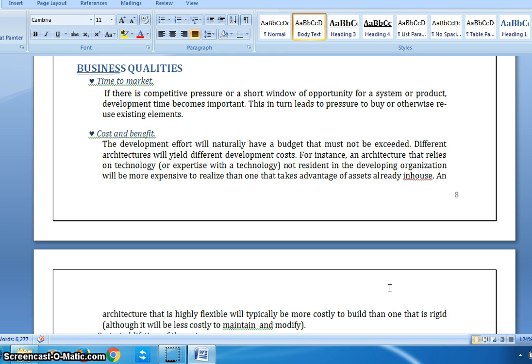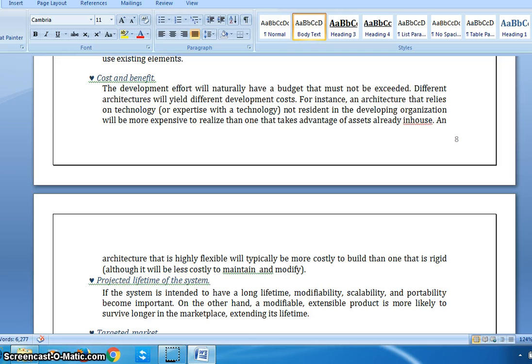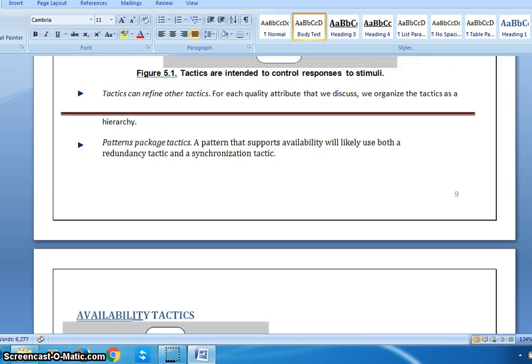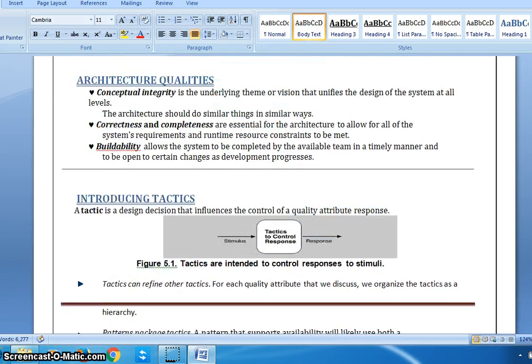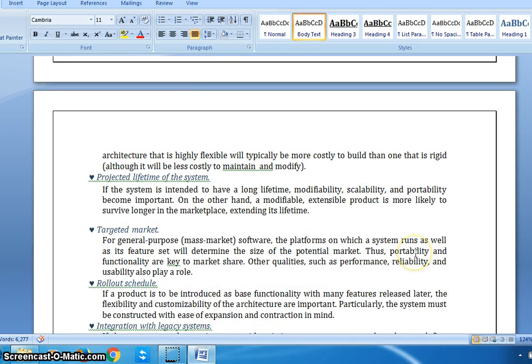Because when we are developing new technologies, we require new types of architecture, so it relies on such a technology. When this kind of product has to be developed and the expertise does not reside in the developing organization, it will be more expensive to realize than one that takes advantage of assets already in use. An architecture that is highly flexible will typically be more costly to build than one that is rigid. So to maintain this, we have to spend a smaller budget there. That will be less costly to maintain and modify.